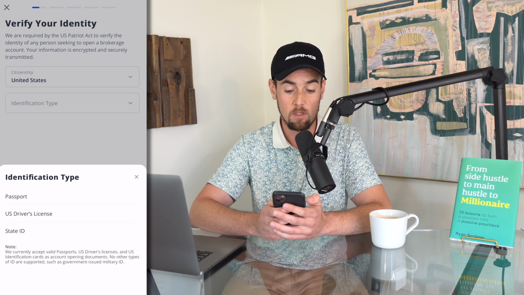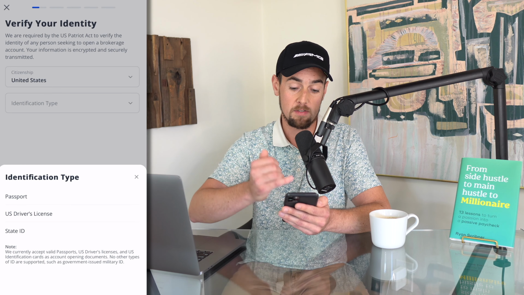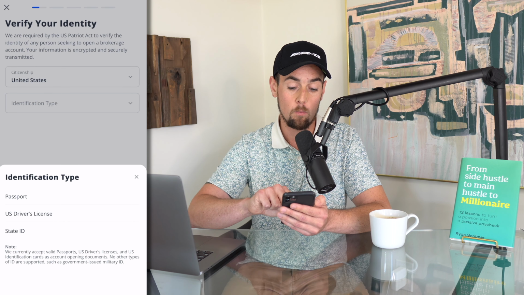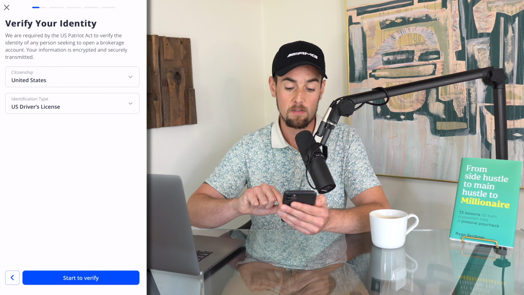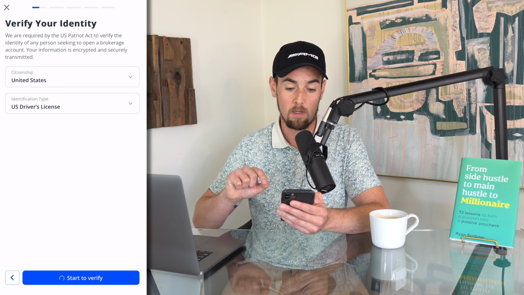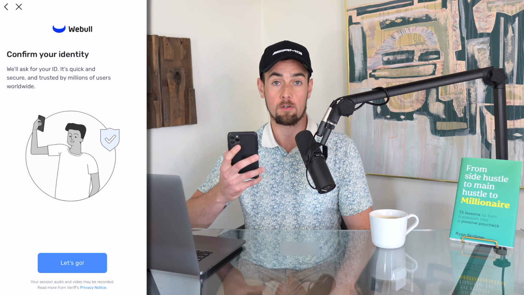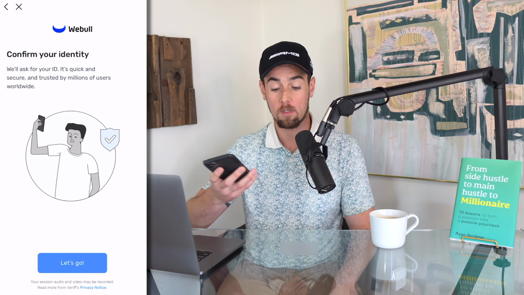At this point, we select the ID type, which is either going to be a state ID, US driver's license, or passport. I'm going to go ahead and verify with my US driver's license and then click on start to verify. At this point, it's going to have us take a picture of our ID as well as ourselves to make sure we match who it is on the ID.